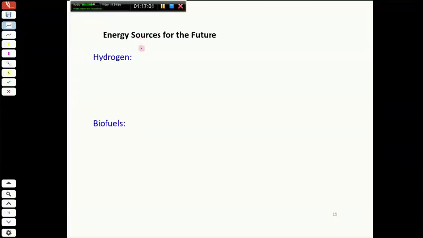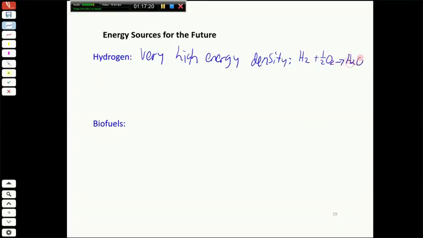So one that's being looked at is hydrogen, and the advantage of hydrogen is that it has a very high energy density. The other nice thing about hydrogen is that when you burn it with oxygen, the only product you make is water. So you don't make CO2. And if you're able to take the water and convert it back into hydrogen, you have a closed cycle: hydrogen to water, water back to hydrogen. That would be an appealing way to do things.